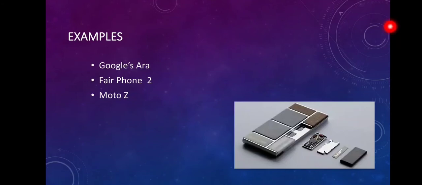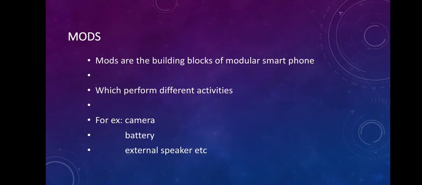These are examples of modular mobile phone projects: Google ARA project, Fairphone 2, Moto Z, and some more projects belong to this concept, but none is practically fully developed.